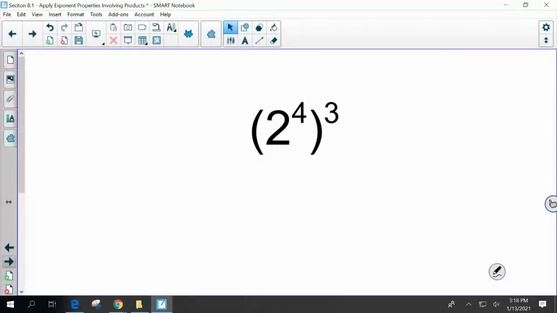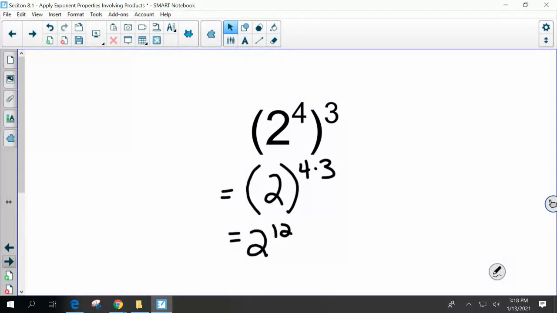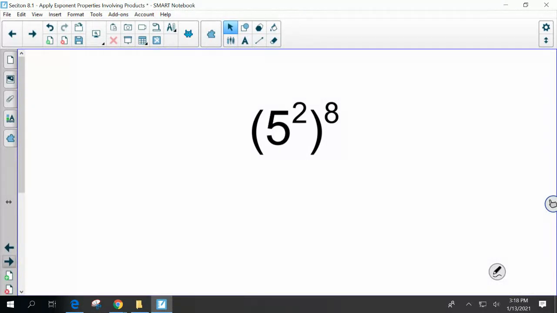The next problem is 2 to the 4th raised to the 3rd power. That's 2 to the 4 times 3 power, which would equal 2 to the 12th power. Okay, 5 squared raised to the 8th power is how you would word that. So you would take 5 to the 2 times 8, and that would end up equaling 5 to the 16th power.